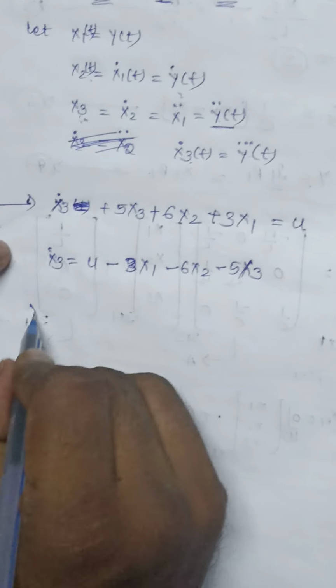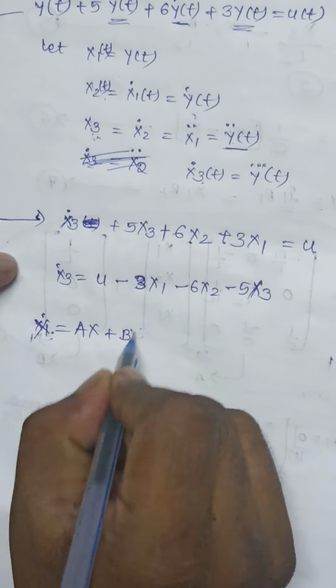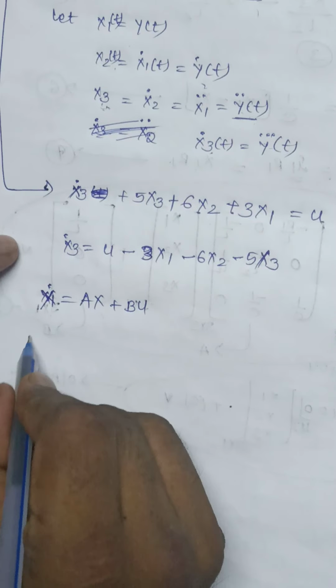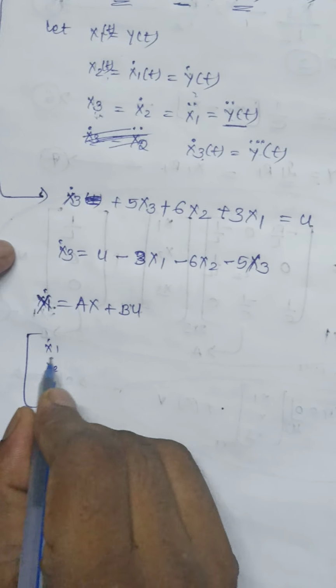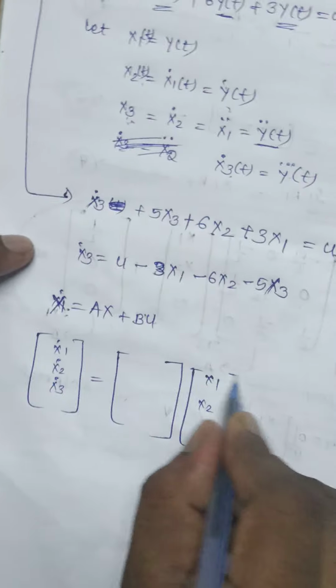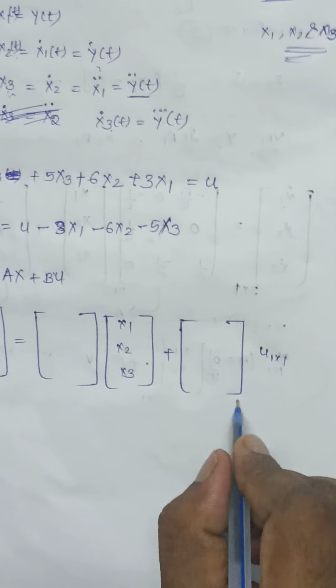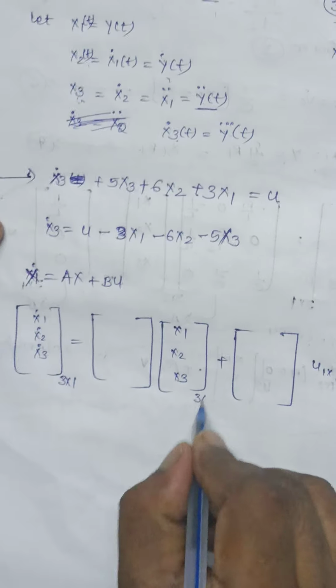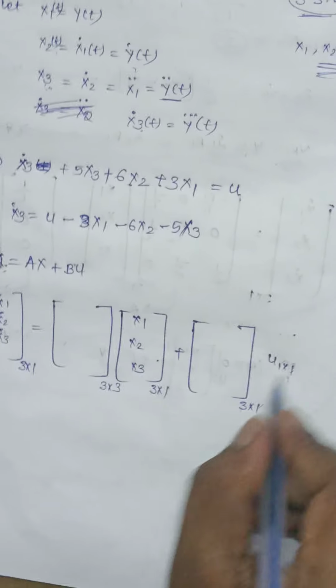Now if I write this equation, x dot is equal to Ax plus Bu, then I can write it with 3 state variables, x1 dot, x2 dot and x3 dot, equal to a matrix times x1, x2 and x3, plus a B matrix times u. There is only one input u, so it is 1 by 1. The A matrix is 3 by 3, the B matrix is 3 by 1, the 1 will cancel, and finally I get a 3 by 1 matrix here.